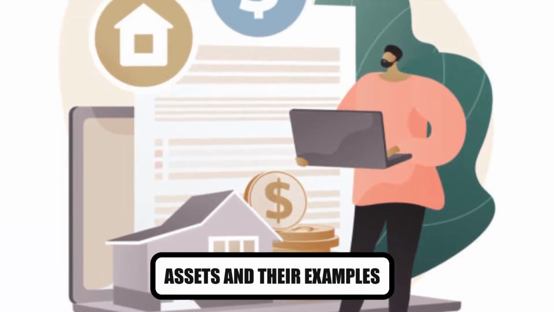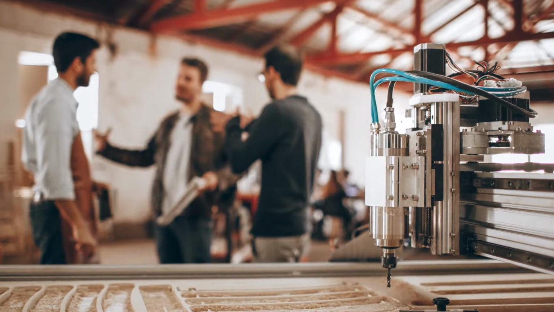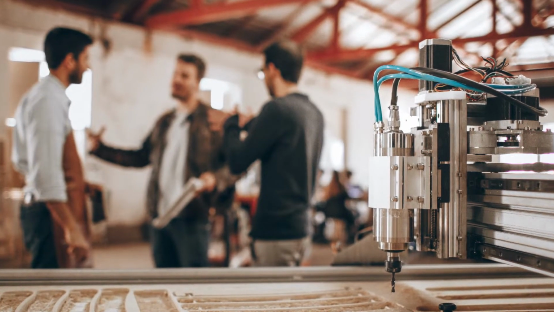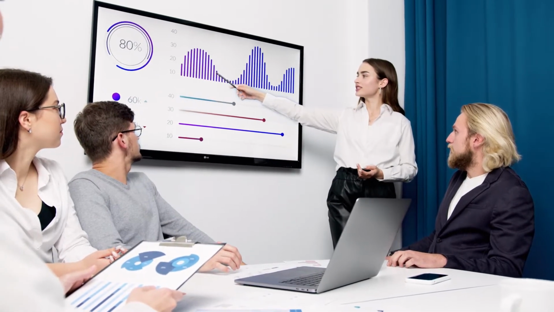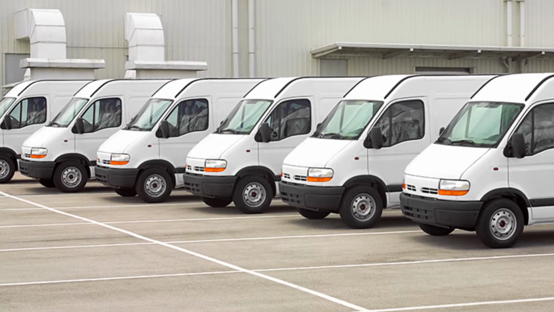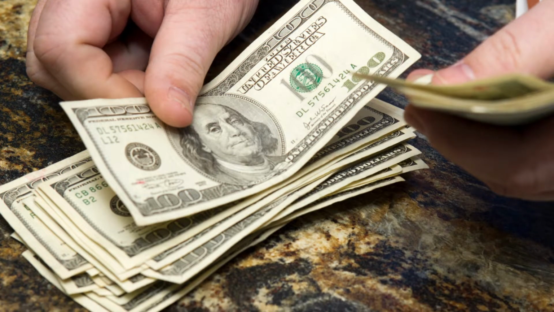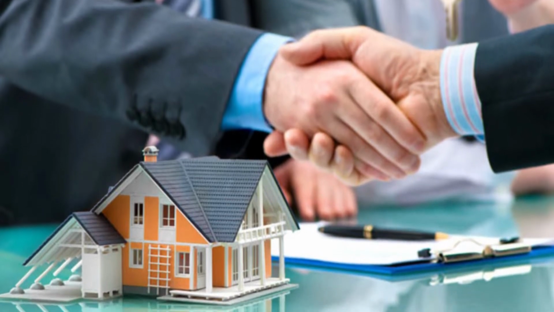Assets and their examples. As we just explained, assets cover all the resources of a business, be it tangible or intangible, and they help to increase the company's equity and meet its commitments. Let's look at examples of assets. A few great examples of assets include the company's vehicles, cash, inventory, real estate, investments, machinery, and office equipment.